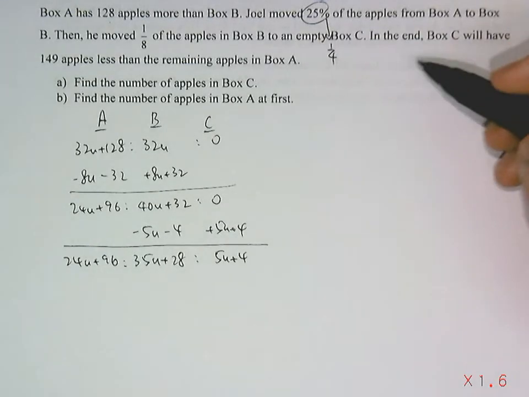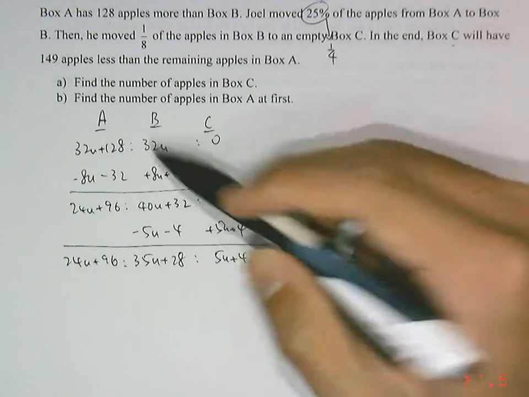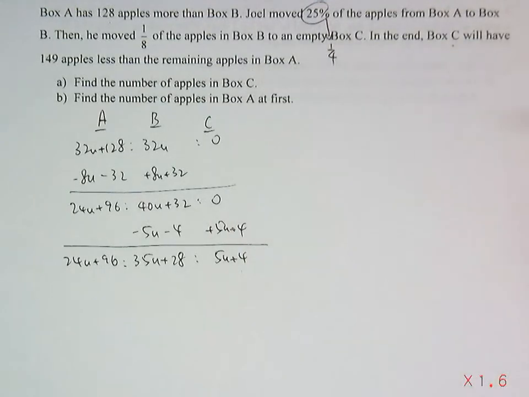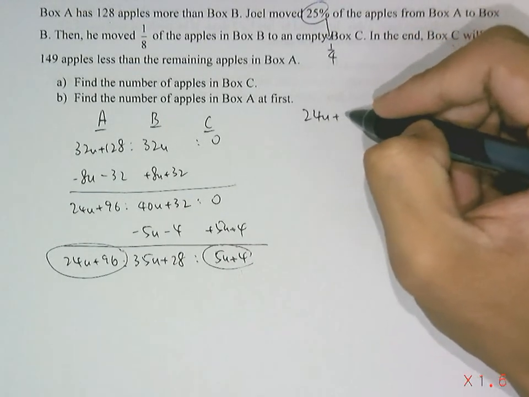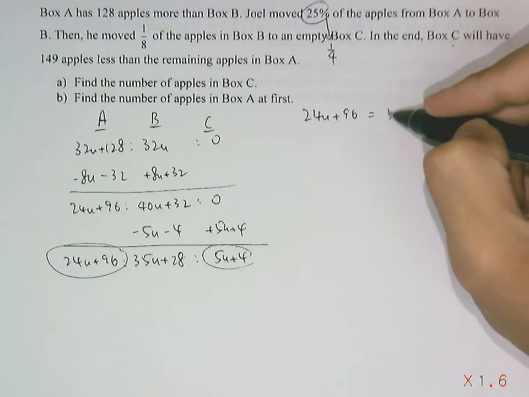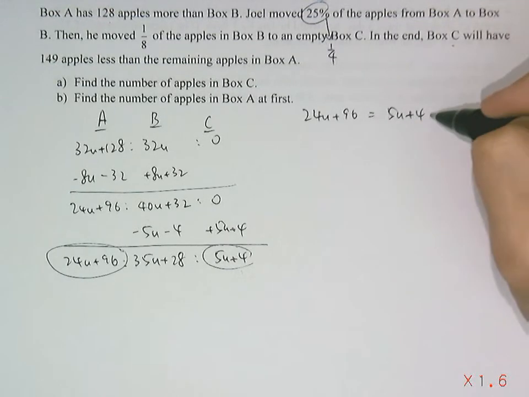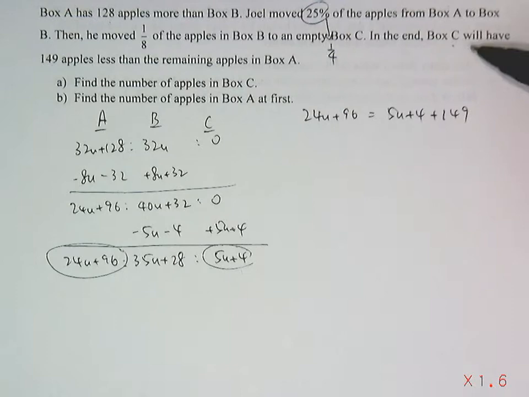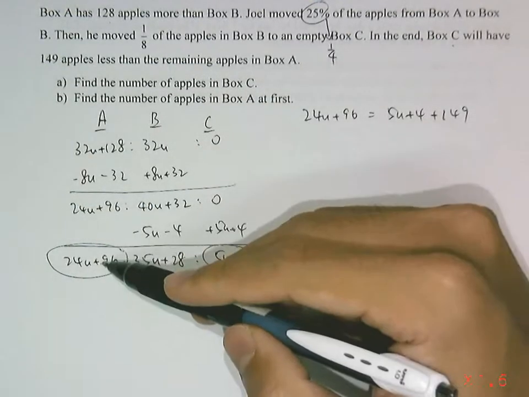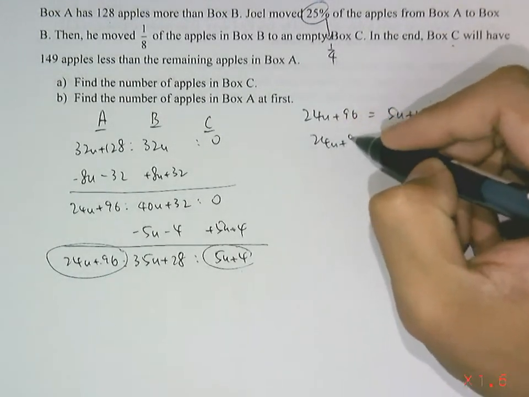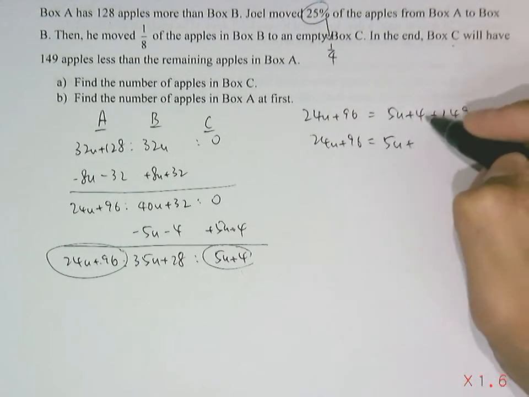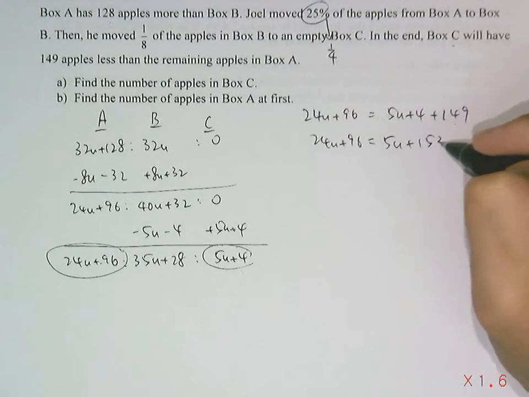So the question tells us at the end, box C has 149 apples less than the remaining apples in box A. That means we can form an equation based on A and C, since we know that A is equal to the amount of apples in C when it adds on 149. Since box C has 149 less than A, when we add 149 to C, it will be equal to the number of apples in A. So simplifying the right hand side, we have 5 units plus 4 plus 149, which is simply 5 units plus 153.